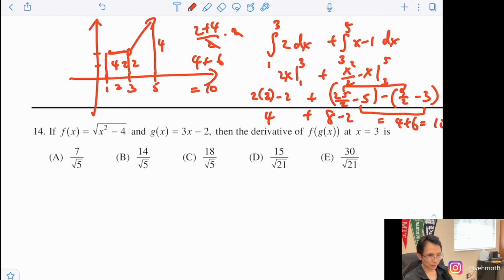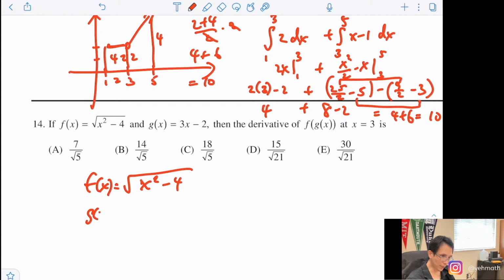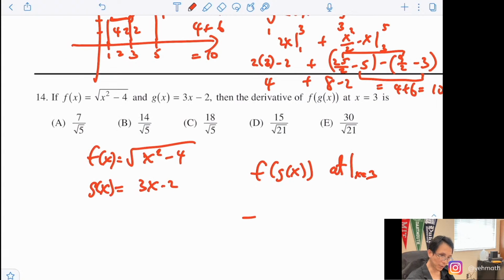Okay, so f of g of x. We have f of x is equal to square root of x squared minus 4, and we have g of x is equal to 3x minus 2. And they say, hey, can you figure out the derivative of f of g of x at x equal to 3? Oh, you want to take a derivative at x equal to 3. So basically, it's going to be f prime of g of x times g prime of x.